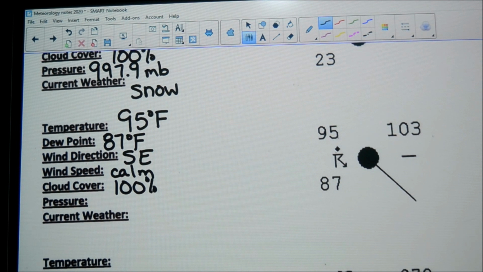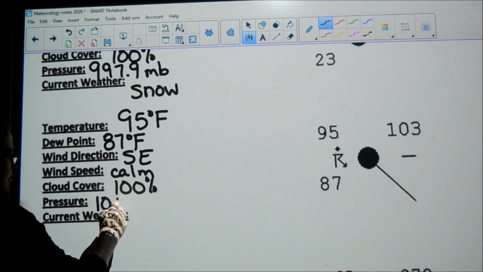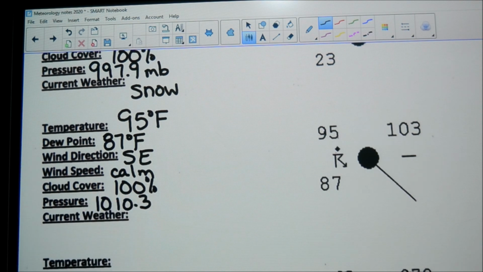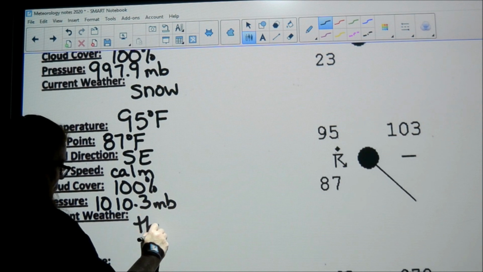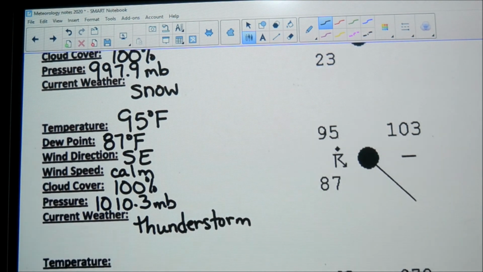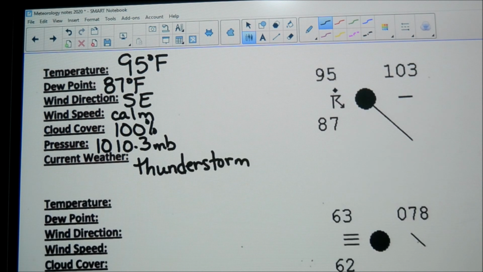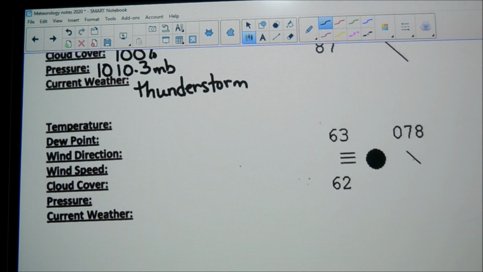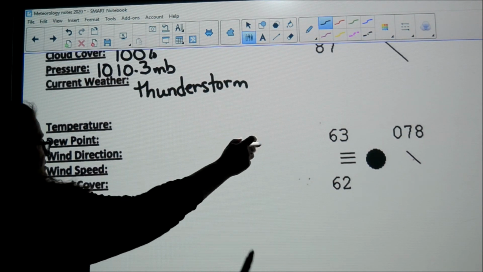Alright, my air pressure is 103 on the station model. First number, 0 to 4, add a 10. Decimal between the last 2 digits, and then add millibars. If I'm looking at my symbols, I have a thunderstorm. Alright, my next one. My air temperature is 63 degrees Fahrenheit.